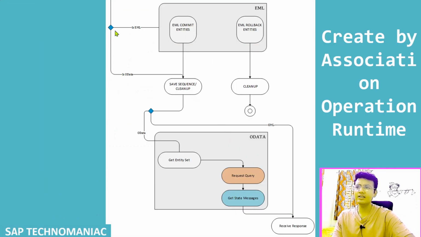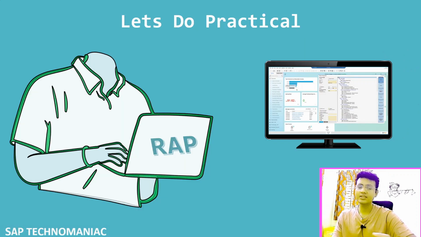And the last thing, the commit will happen in case of an EML statement, or the OData service will be triggered. In that case, the save sequence will be triggered, all five methods will be triggered, data will be saved to the database, and the data comes back from the database, and finally it will be displayed on the UI. This is how it is happening in our current scenario. Now let's jump again into the system.